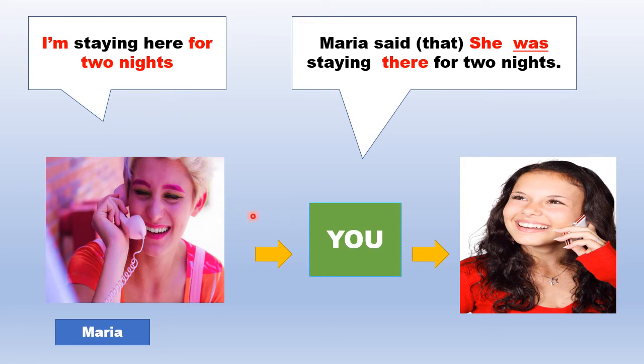She is calling you, maybe for example in the UK, or in another place. That's why you cannot say she was staying here, right? So you have to change it. You have to change here become there. Okay, this, for example, there's the word this become that.